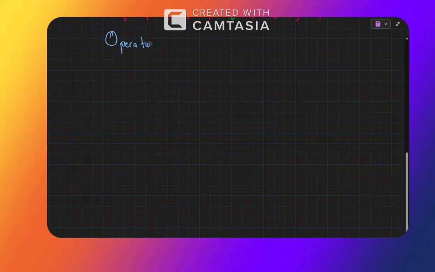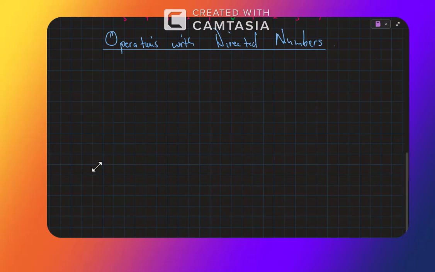Operations with directed numbers. How do we add? How do we subtract? How do we multiply? How do we divide values on a number line? So let's start with the addition.